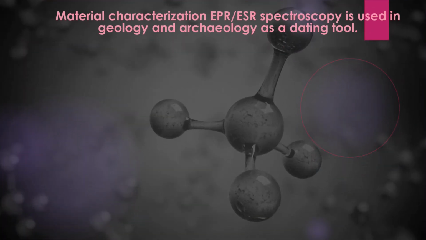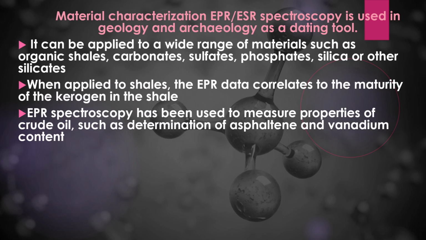Material characterization: EPR or ESR spectroscopy is used in geology and archaeology as a dating tool. It can be applied to a wide range of materials such as organic shales, carbonate, sulfate, phosphate, silica, or other silicates. When applied to shales, the EPR data correlate to the maturity of kerogen in the shale. EPR spectroscopy has been used to measure properties of crude oil, such as determination of asphaltene and vanadium content.